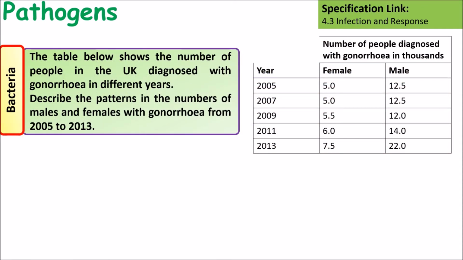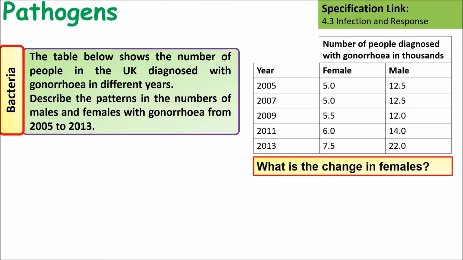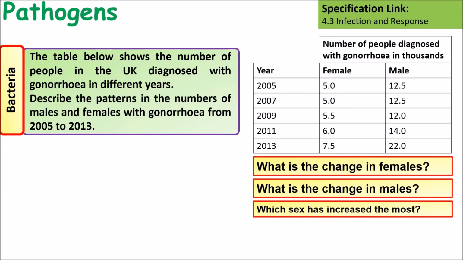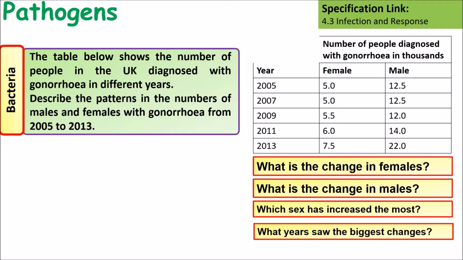A second question that you could be asked is that the table below, or to the side in this case, shows a number of people in the UK diagnosed with gonorrhea in different years. Describe the patterns of males and females with gonorrhea from 2005 to 2013. So you might want to think about what is the change in the females, what is the change in the males, which sex, so male or female, has increased the most, and what years saw the biggest changes.